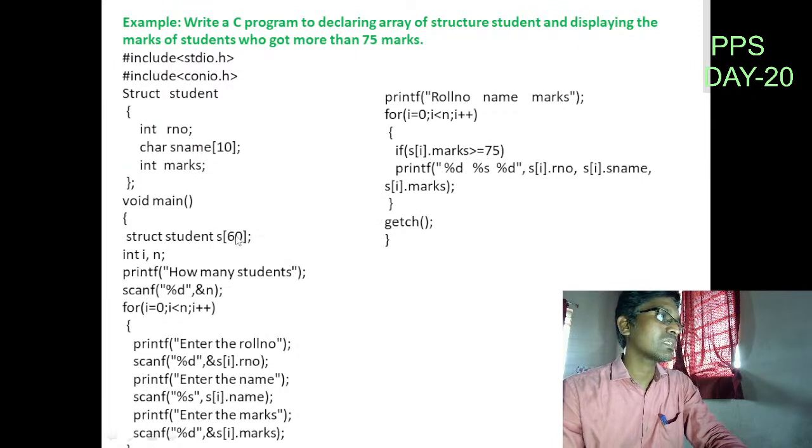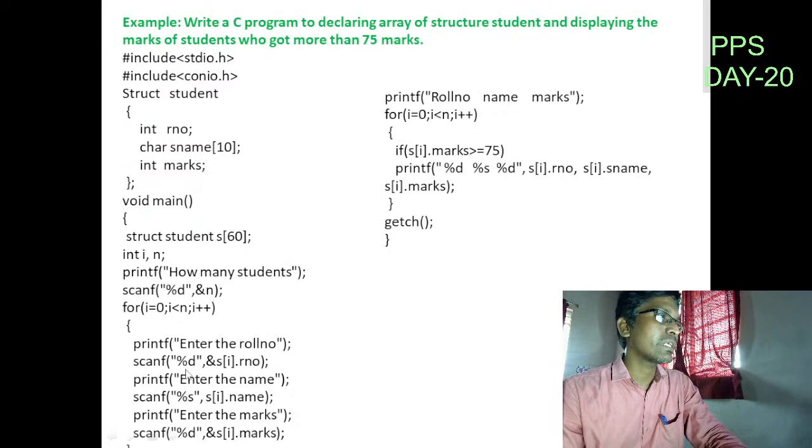After that, among these 60 students' data, you have to enter from the keyboard how many students' data you require. For example, out of 60, I require only 5 students' data or 3 students' data. Then I will mention that as an n value. So if n is equal to 3 or if n is equal to 5, then we have to use a for loop for reading roll number, name, and marks.